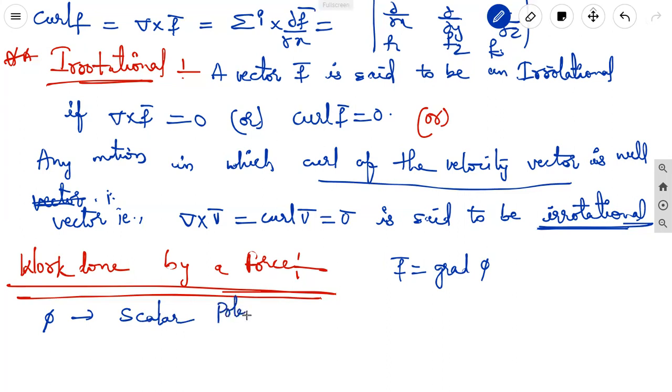Scalar potential of f vector. We can prove that if it is given that it is irrotational, then to relate with grad phi, we check with the curl f vector. For that relation, if and only if there exists a scalar function phi. So that scalar function is said to be the work done by a force. Okay, that is the idea of the work done by a force.